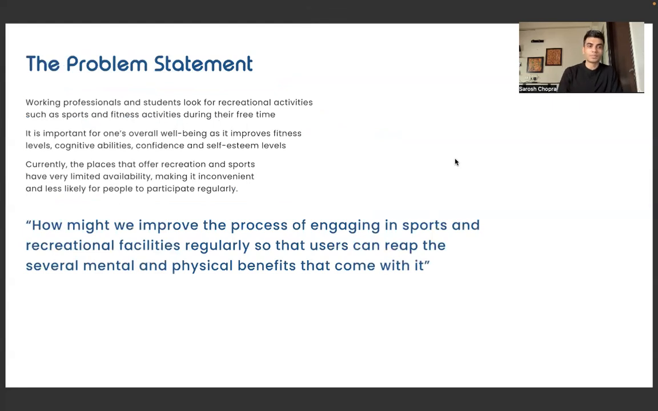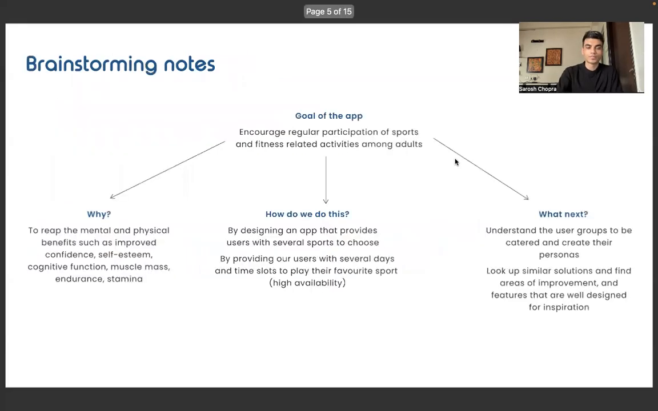Okay, so the problem statement is, how might we improve the process of engaging in sports and recreation facilities regularly so that users can reap the several mental and physical benefits that come with it? So quick brainstorming notes for coming up with the solution statement. Basically, I divided into 4 categories: the goal of the app, the reason behind the application, how can we do this, and what are the next steps.